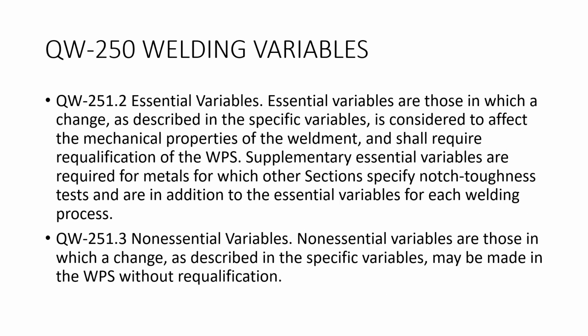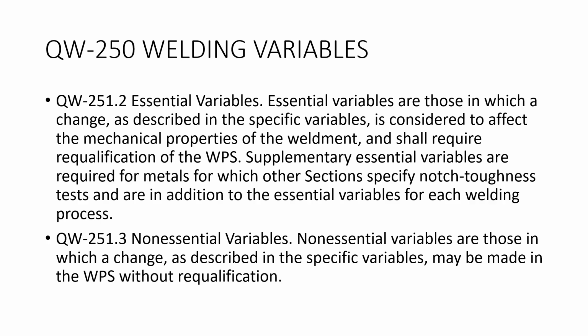And here we're circling back around. This is ASME Section 9. This is where it tells you what an essential variable is. Affect the mechanical properties in the weldment and shall require requalification. And then we have supplementary essential variables. This is notch toughness, impact testing.